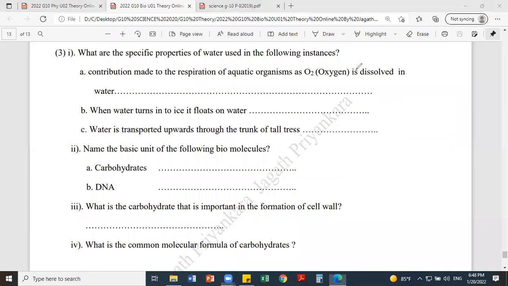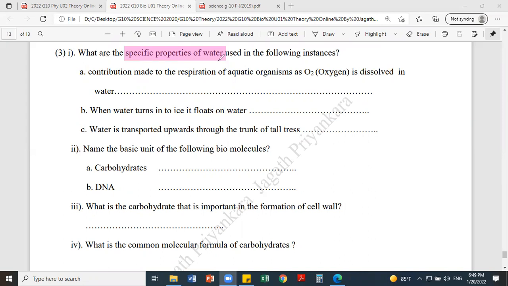Part 1A, any volunteers? The specific properties. You learned 4 specific properties of water: coolant property, solvent property, cohesive and adhesive forces. Yes, I'll ask the answer from Bhatika. The first one is the solvent. Solvent property, yes. Good solvent, very good. Good solvent or solvent property, yes, correct.